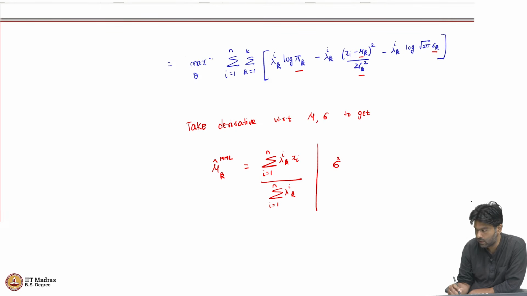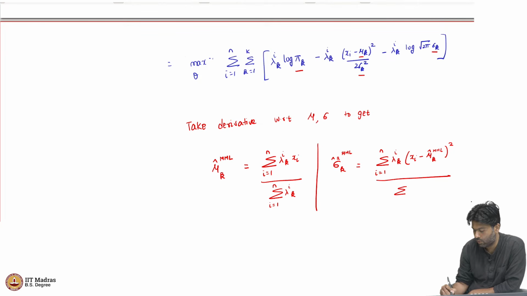Similarly, sigma squared hat MML for k will just be sum over i equals 1 to n lambda i k (xi minus mu hat MML k) squared, divided by sum over i equals 1 to n lambda i k.